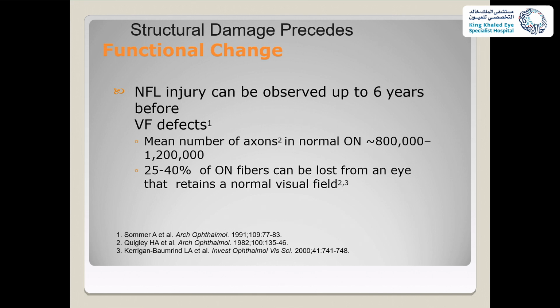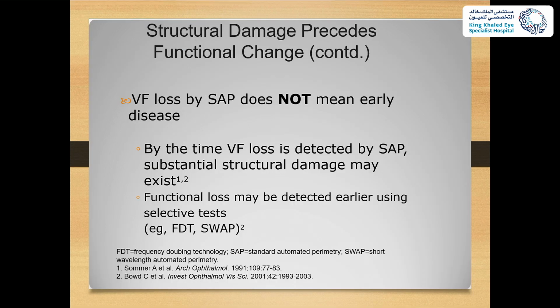The mean number of axons in every optic nerve is about 800,000 to 1,200,000. 25 to 40% of the optic nerve fibers can be lost from an eye that retains a normal visual field. Structural damage can also affect functional changes. Visual field loss detected by perimetry does not mean early disease. By the time visual field loss is detected, substantial structural damage may exist.